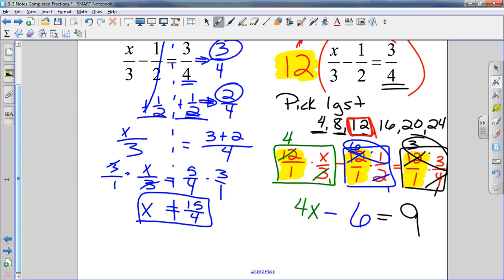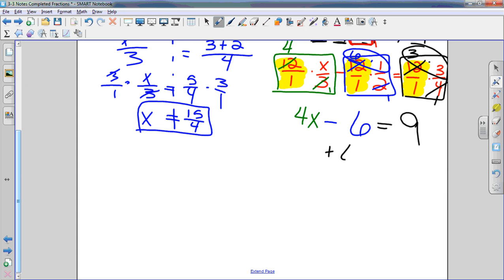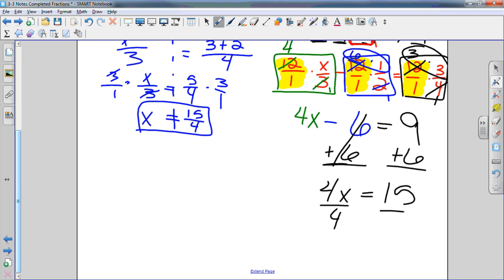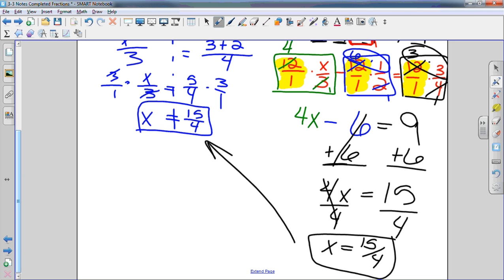Once you get to that point, now you just solve. This is just a 2-step equation. You get the same answer. Add 6, divide by 4. Do we get the same answer? Yeah, same thing, different method.